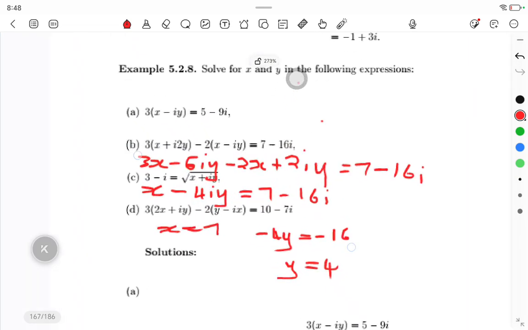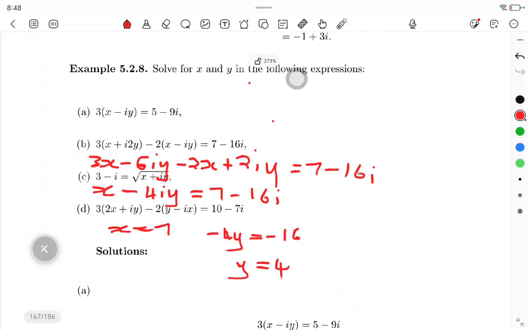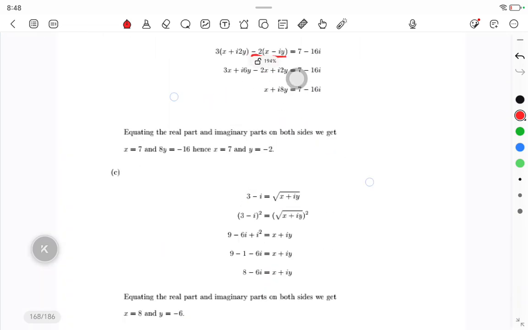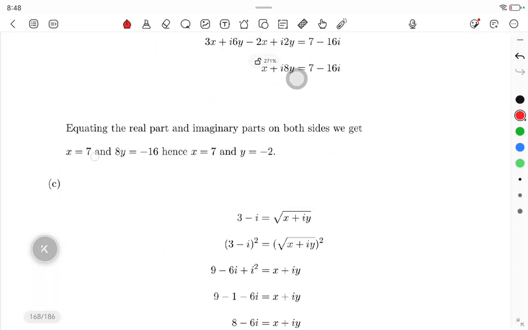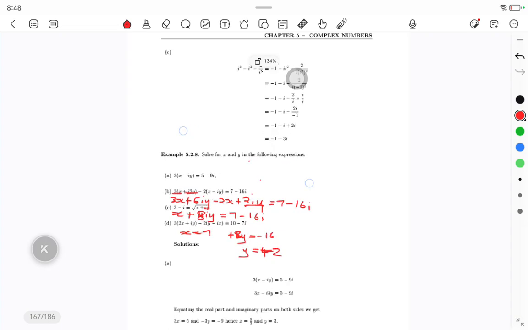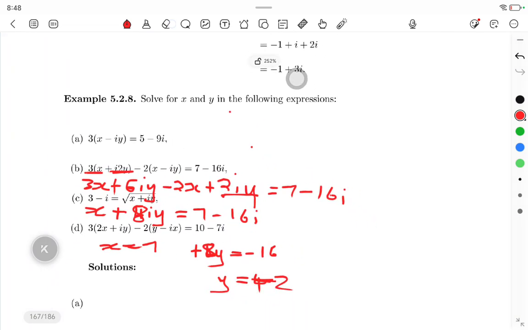Now when we come to this one of c, with c it's going to be like this. Let's check what we have. We have a root with c. With c we're just going to start by squaring both sides. We're going to say that minus 3i squared is equal to x plus iy. Already the right hand side is fine. We want to express everything in the left hand side in the form of a plus bi.